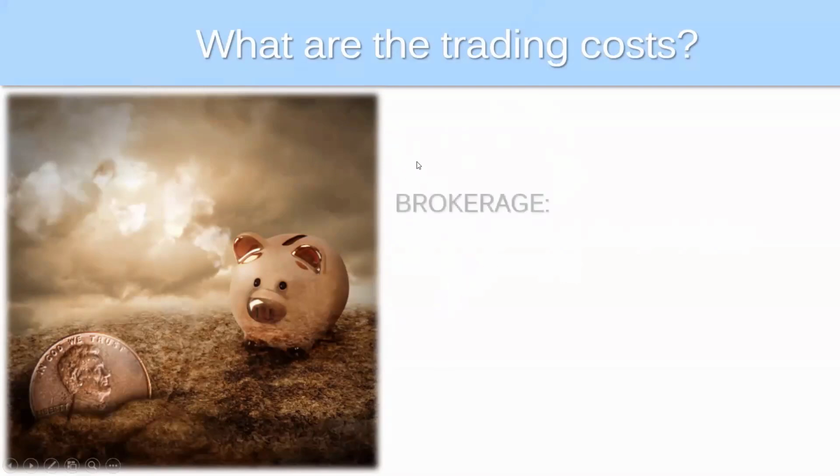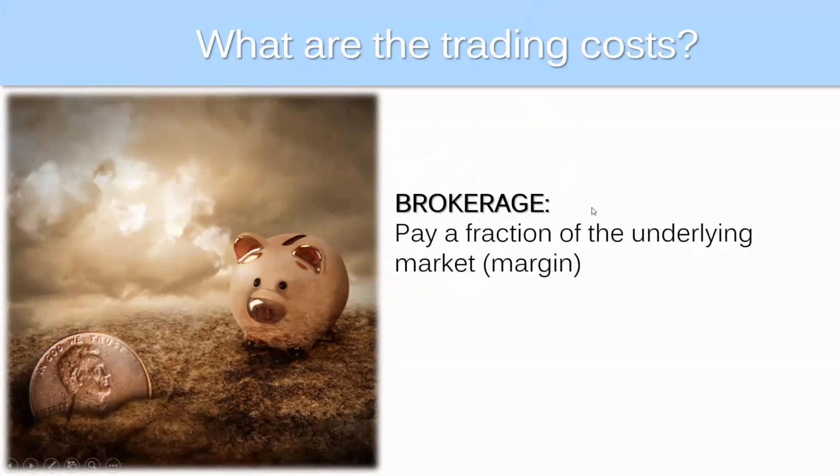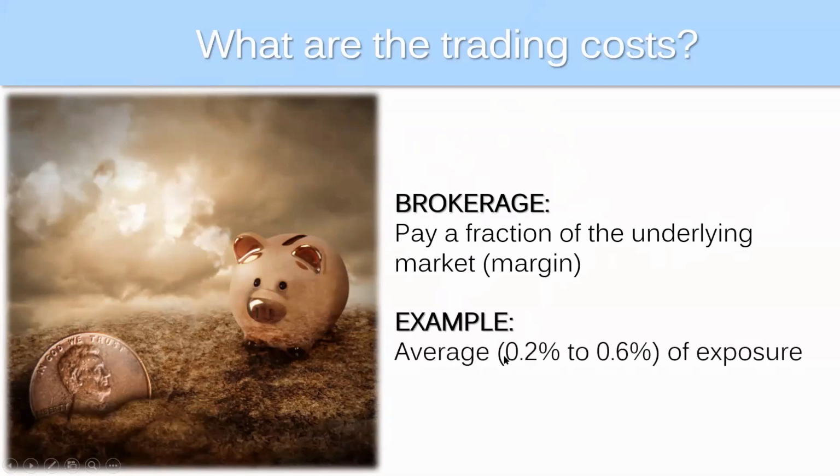When we're talking about the costs, we're talking about the brokerage with CFDs. So you will pay a fraction of the underlying market margin. For example, the average brokerage that you'll pay on CFDs, from what I know today, is 0.2% to 0.6% of exposure. All right, awesome. Thank you. Thanks for letting me know. Your communication is everything with this presentation.